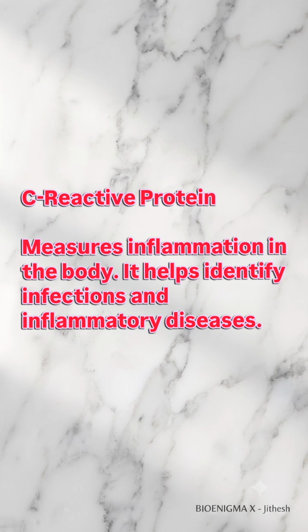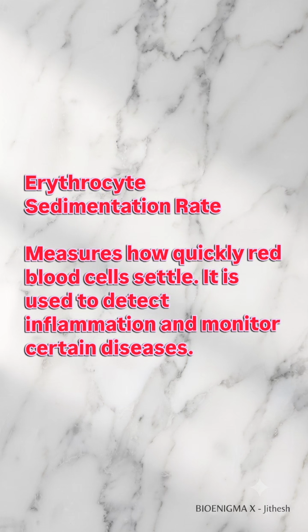C-reactive protein measures inflammation in the body. It helps identify infections and inflammatory diseases. Erythrocyte sedimentation rate measures how quickly red blood cells settle. It is used to detect inflammation and monitor certain diseases.